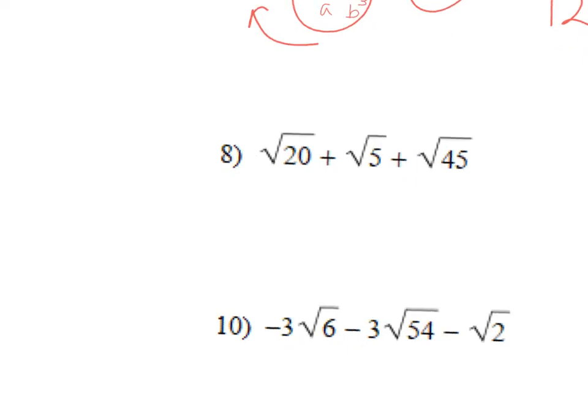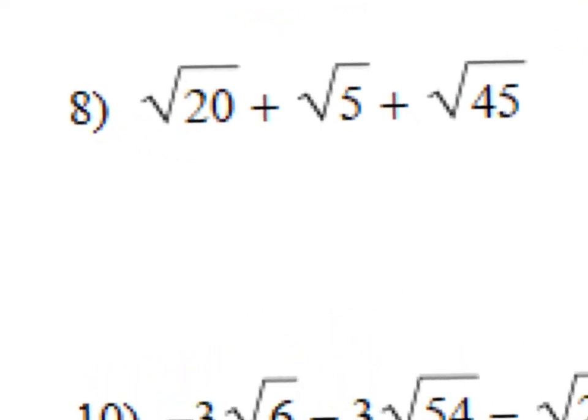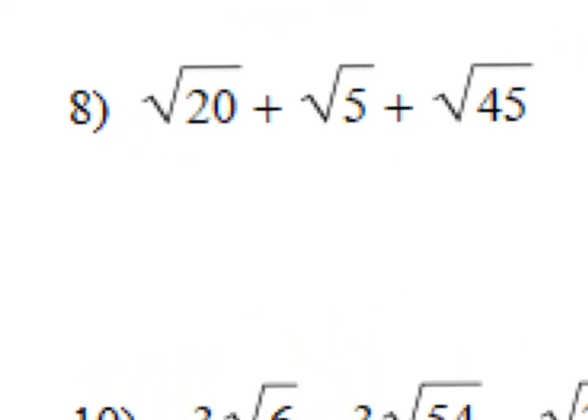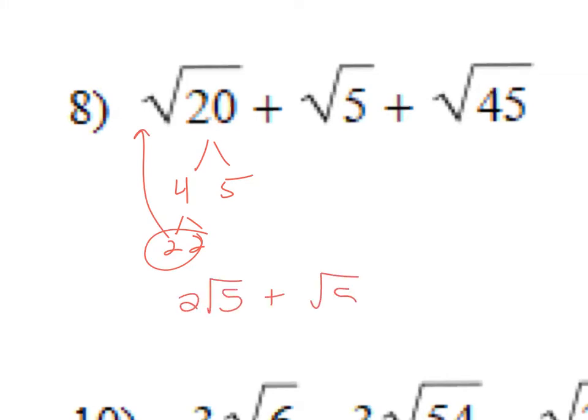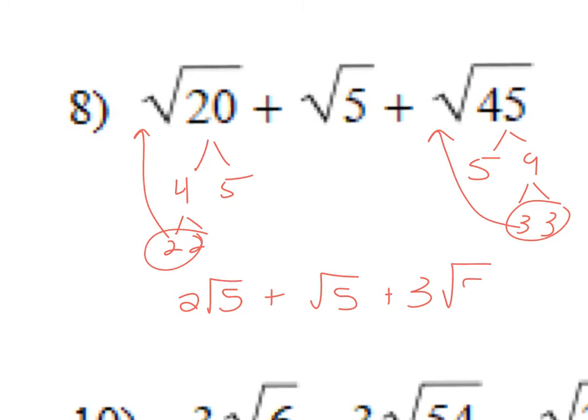Okay, on number 8 here, I am going to need to break these things down first before I try to combine like square roots. So this will go to 4 and 5. And this will go to 2 and 2, so 2's are going to pair up and move out. So I have 2 root 5 plus the square root of 5. Now 45 is going to break down to 5 and 9. The 9 will break down to 3 and 3, and these will pair up and move out. So you're going to have a 3 on the outside and a 5 left on the inside.